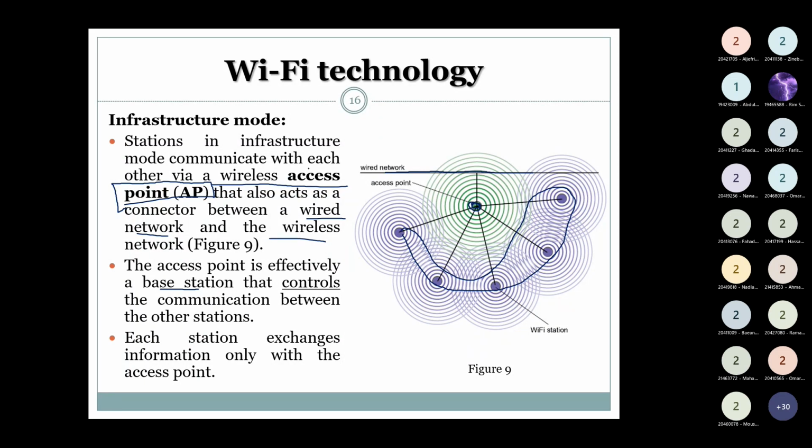Okay, is the difference between the ad hoc mode and the infrastructure mode clear? Is it clear? Any question? Clear? What about the others? Where are you, Saif, Reem, Marah, Faris, Abdullah? Where are you?